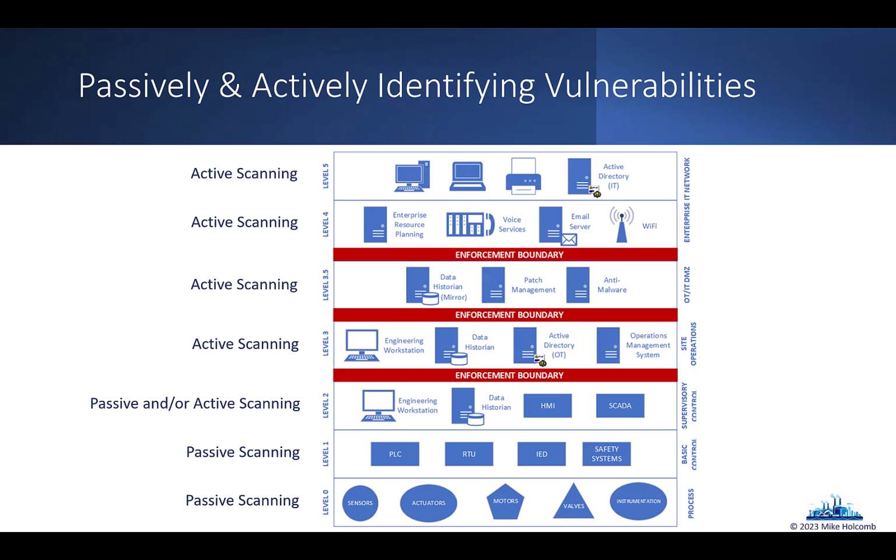And again, this is only done with authorization, and only when there's, without a shadow of a doubt, no threat to physical safety, environmental safety, or the uptime of the facility.